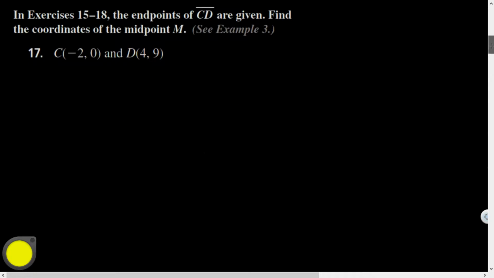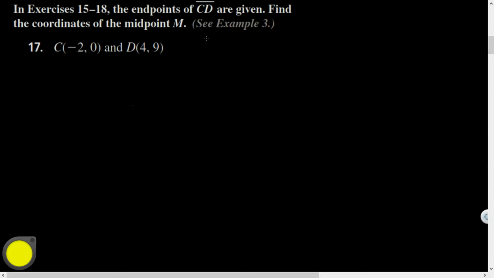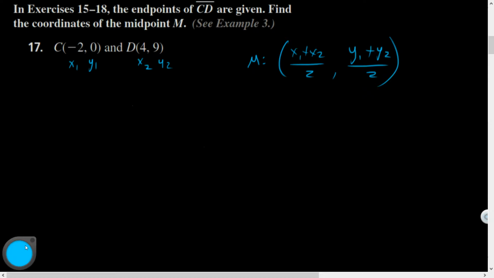Yeah, where are we at? Scroll bar. All right, the endpoints of CD are given. Find the coordinates of the midpoint M. The midpoint M is going to equal the average of the x's, add them up, divide by 2, and the average of the y's, y1 plus y2 divided by 2. And I'll label these, because I think I messed up the other day, didn't I? I might have. All right, x2, y2.